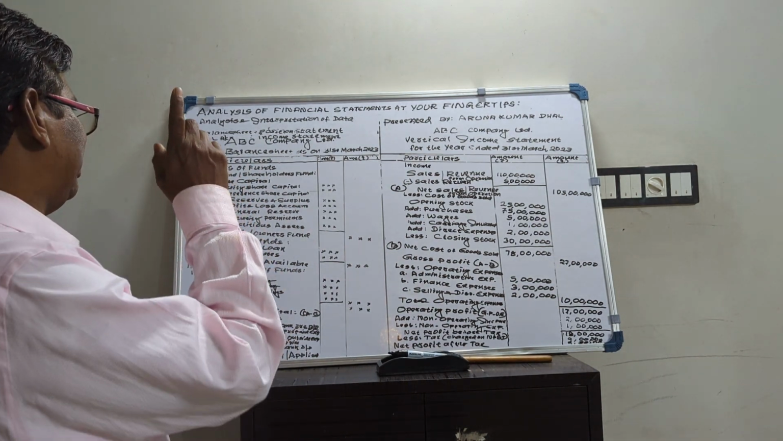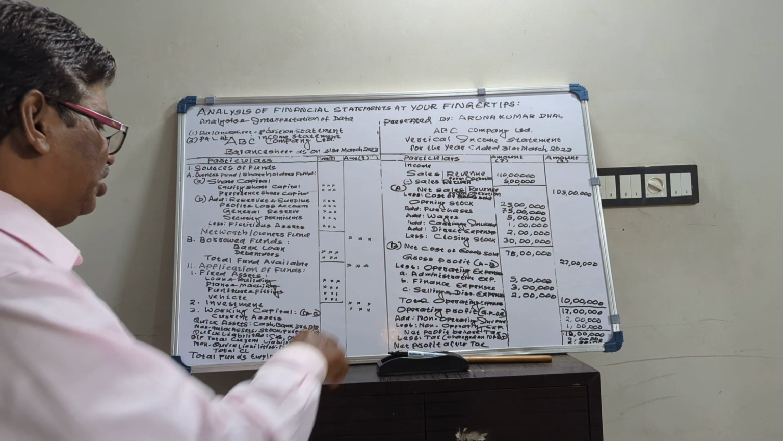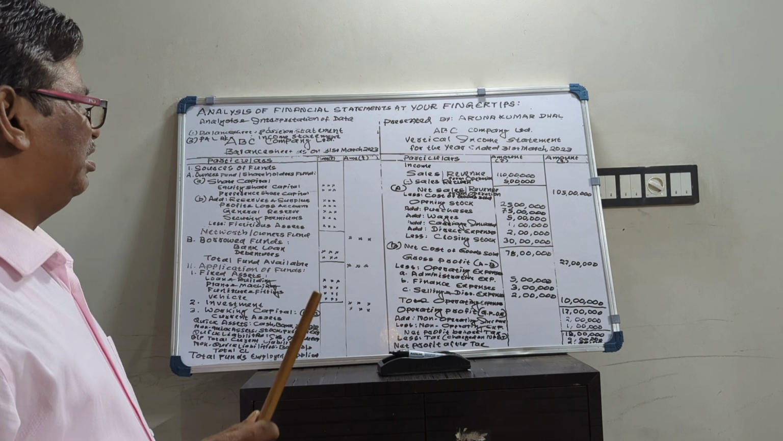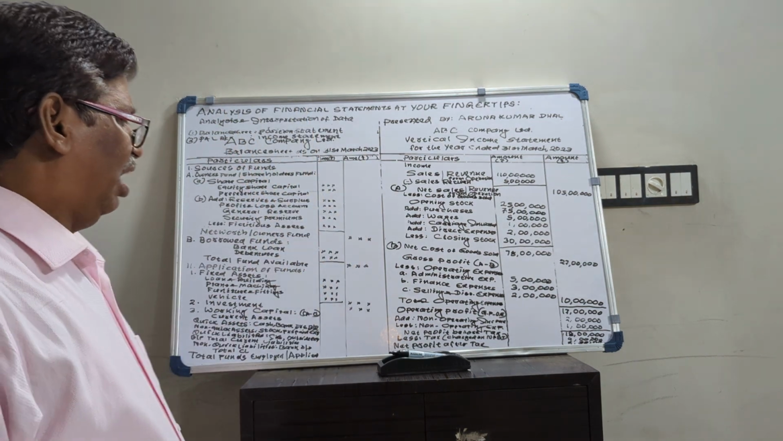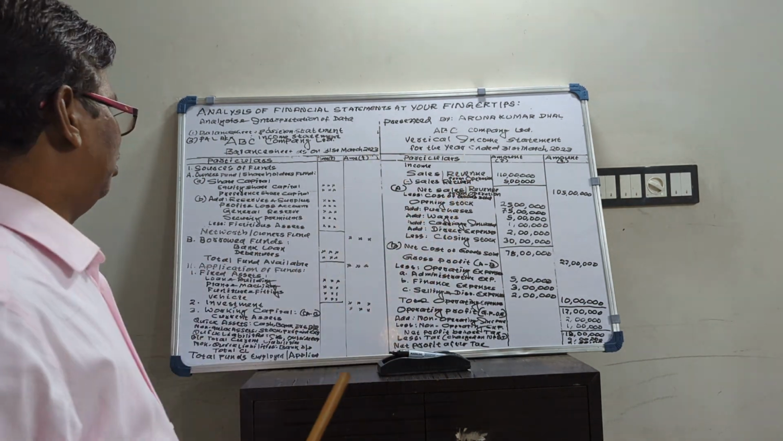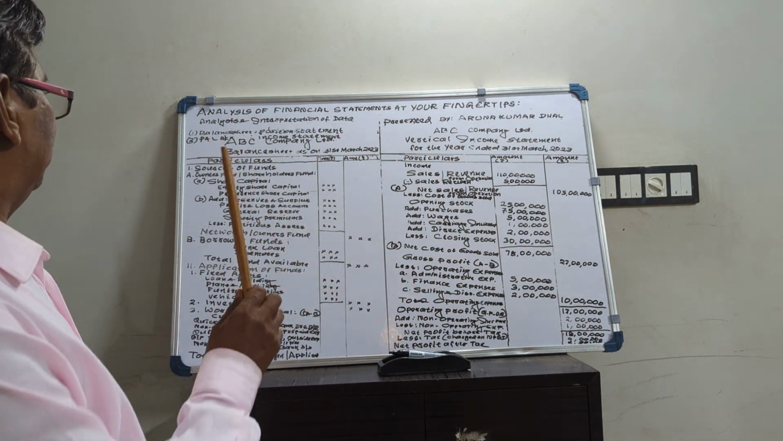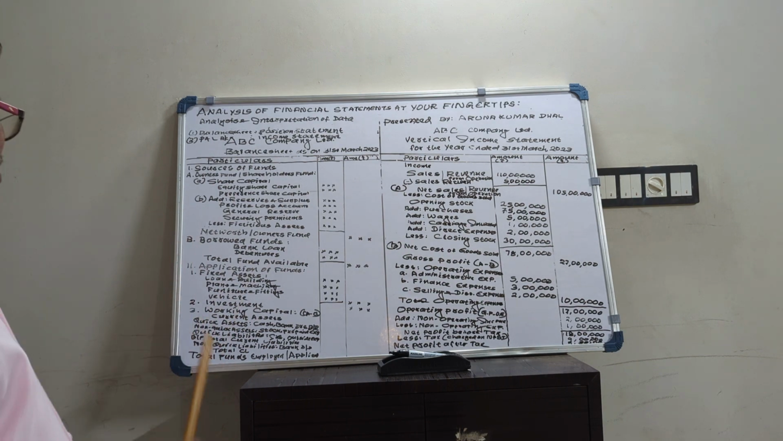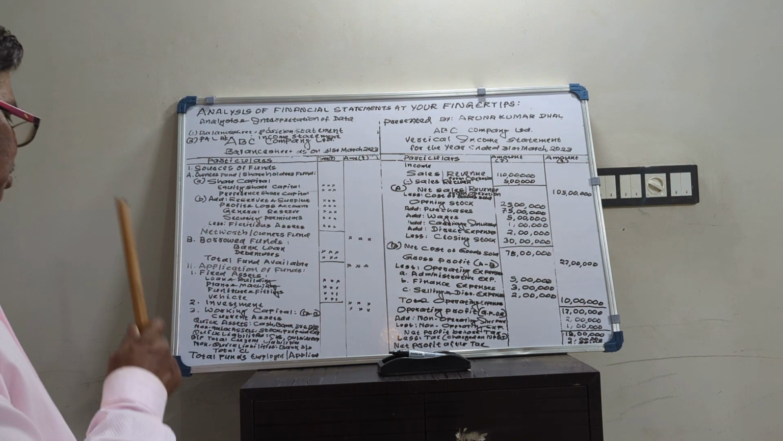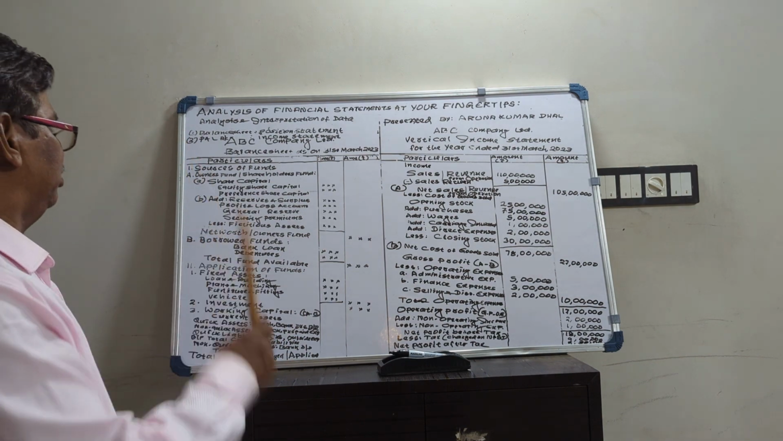So first, what is the purpose of preparing those financial statements? First is we have to analyze the data. What are the data given? How much is the gross profit? How much is the operating profit? How much is the net profit? That is our motto. Then from balance sheet, how much is the shareholders fund? How much is the borrowed fund? Then how much is the fixed assets of the business, investment, then working capital position. So this we will analyze from balance sheet.